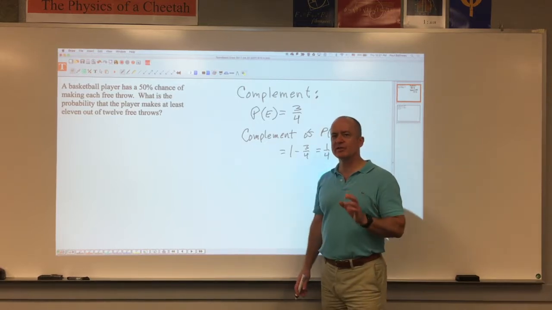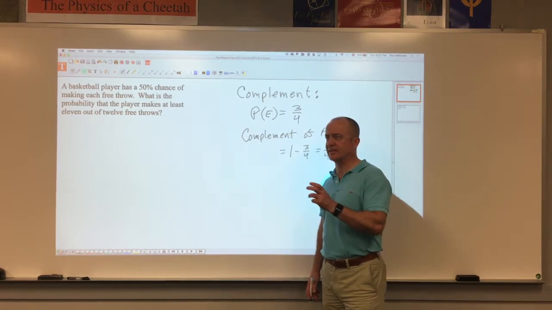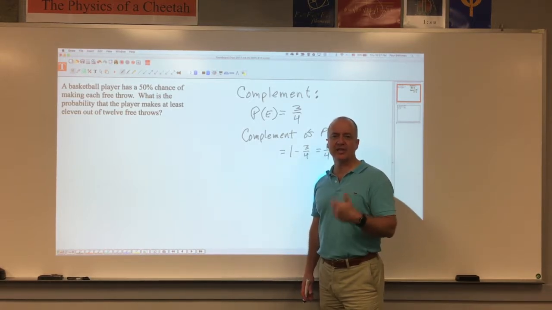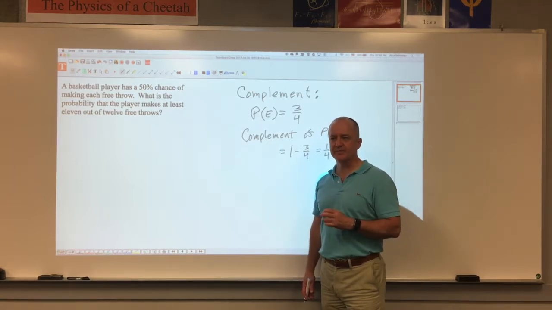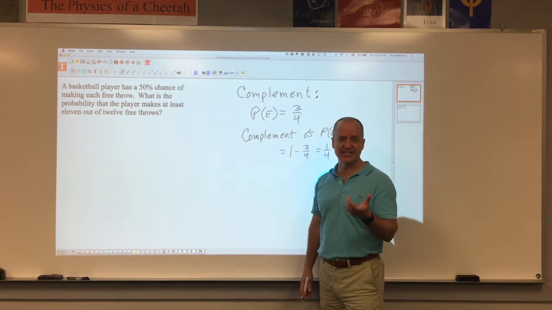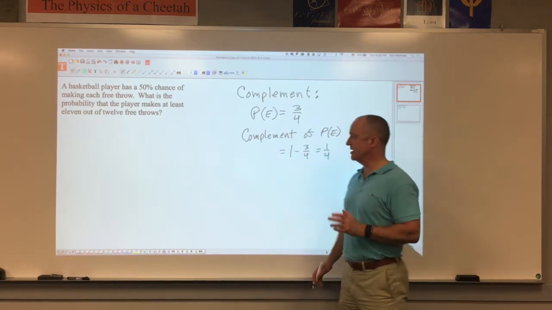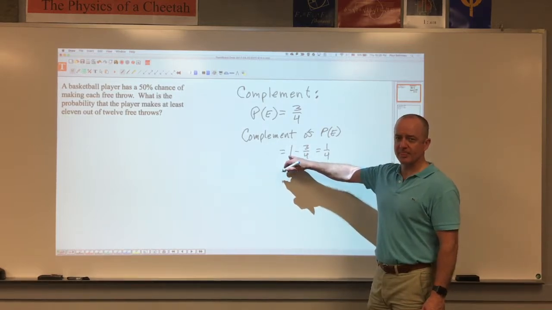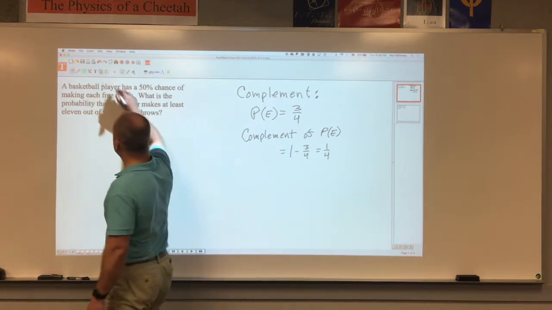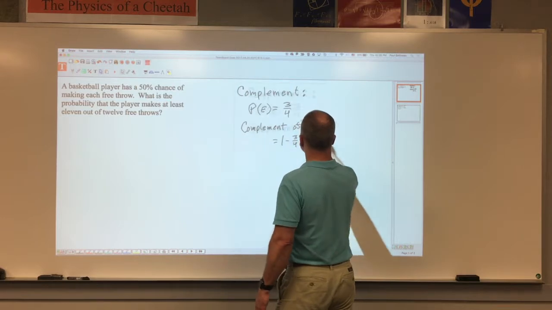And sometimes when it's hard to find the probability of an event, it's a little bit easier to find the probability of that event not happening and then subtract that from 1. If the weatherman says there's a 70% chance of rain, it means he's also saying there's a 30% chance of not rain. Okay, the complement is the probability of whatever you're talking about not happening. And you find it by subtracting the probability of the event happening from 1. So that's the complement. We're going to use that here because otherwise this math would be difficult.